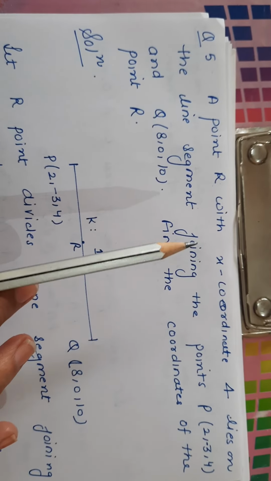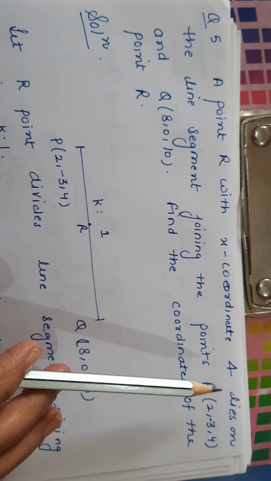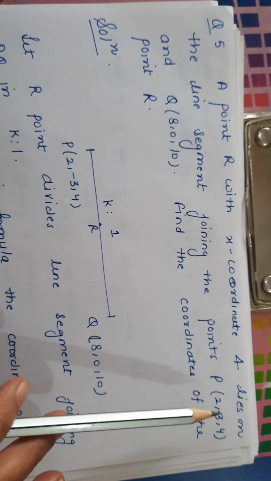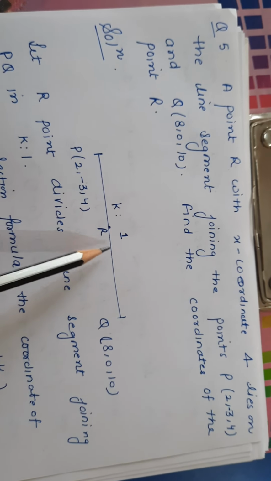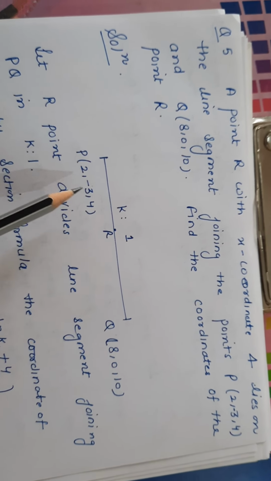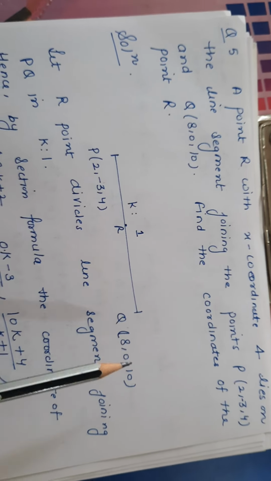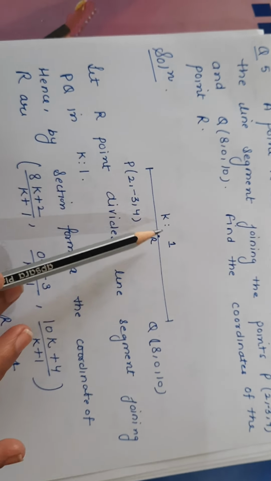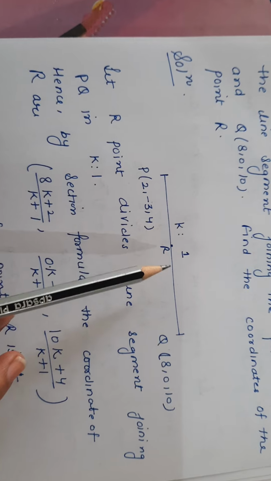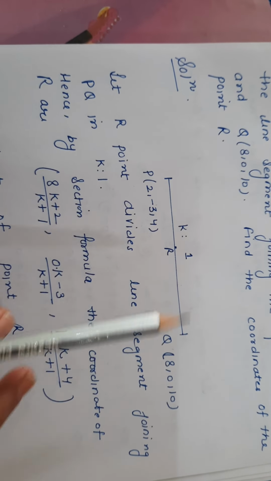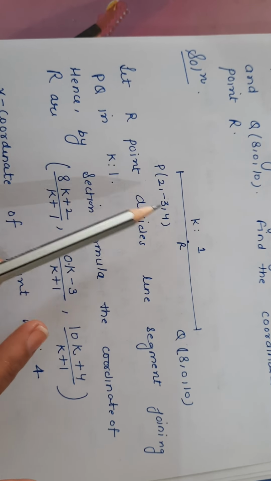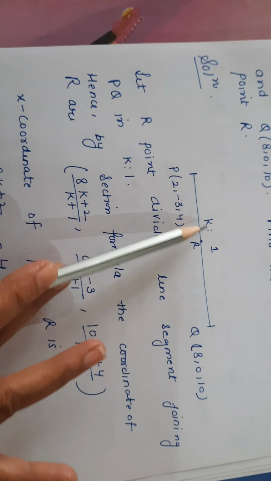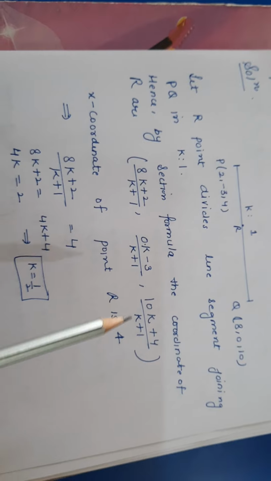Question number 5. A point R with x coordinate 4 lies on the line segment joining PQ. Find the coordinates of R. First, we suppose this R is dividing the line segment joining PQ in the ratio k to 1. Then by using the section formula, the coordinates of R will be (8k plus 2) upon (k plus 1), (0 into k minus 3) upon (k plus 1), (10 into k plus 4) upon (k plus 1).